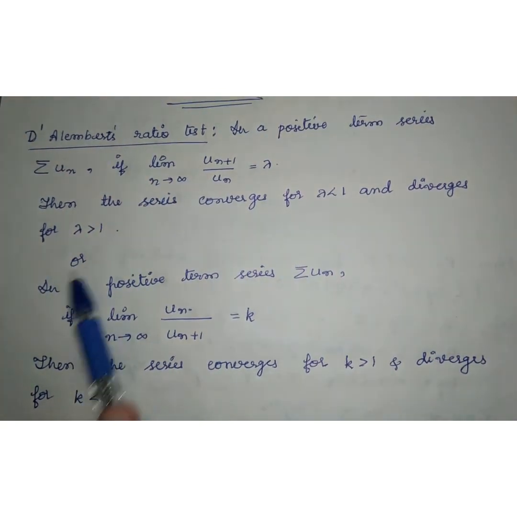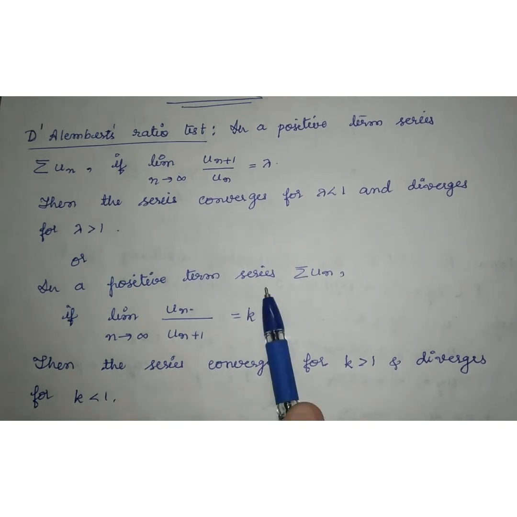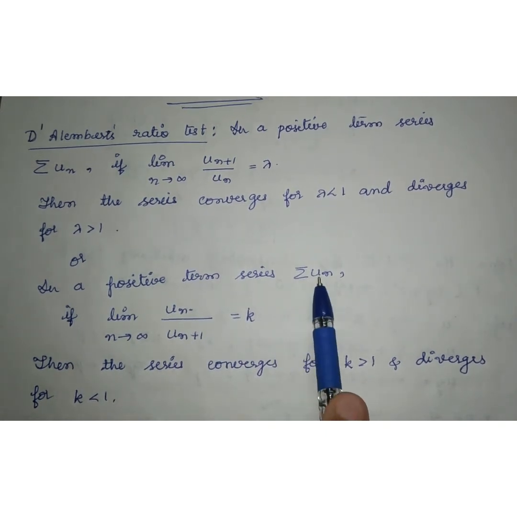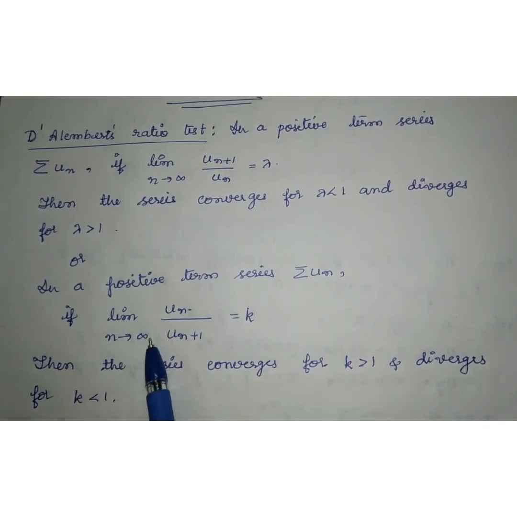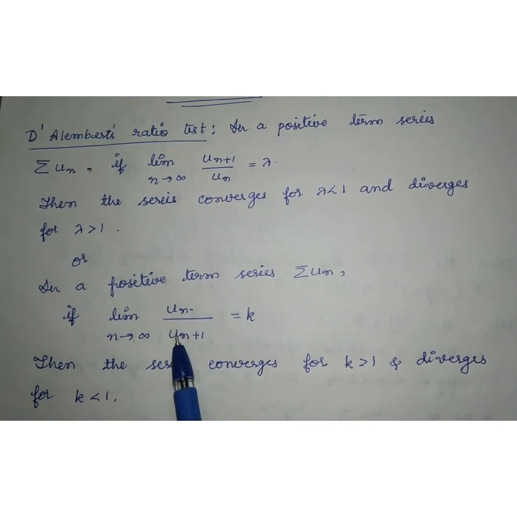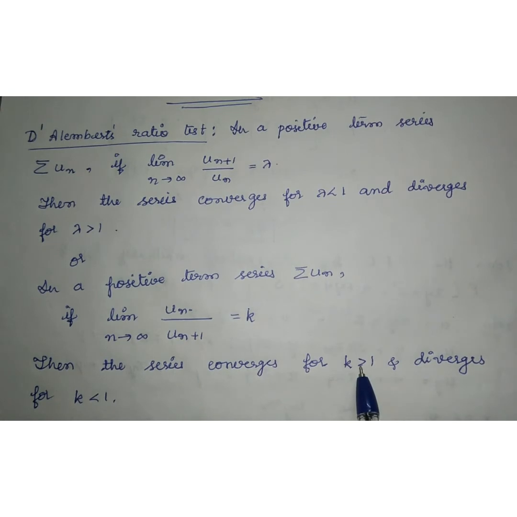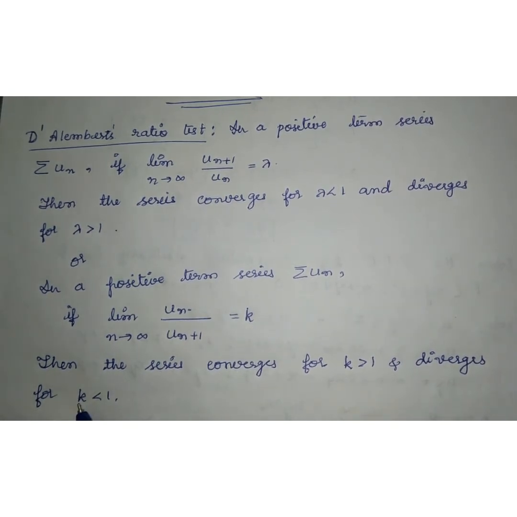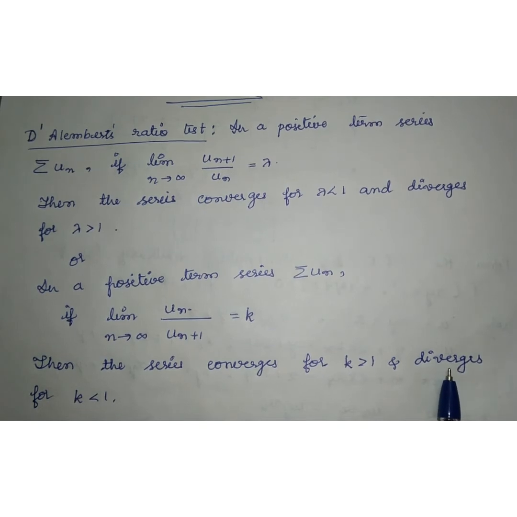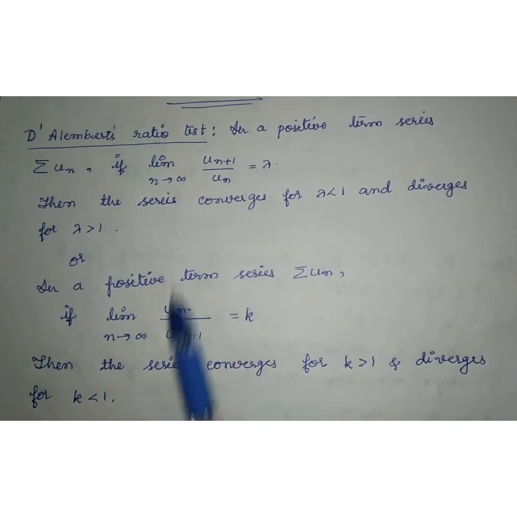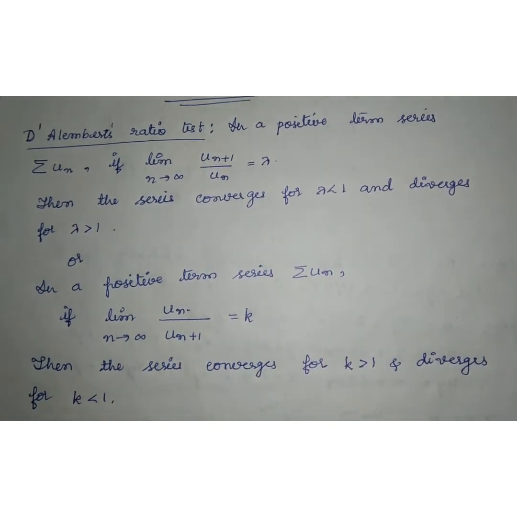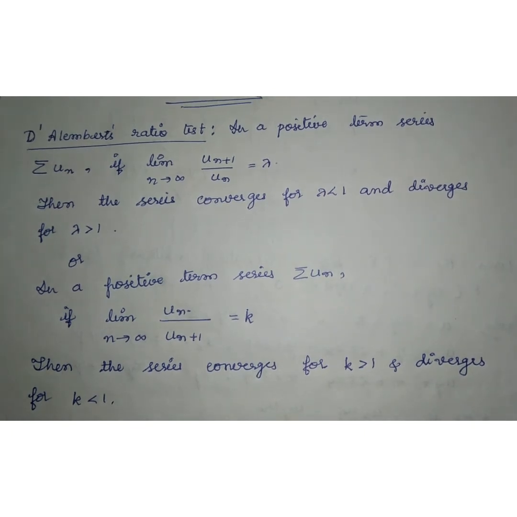The same can be stated as, in the positive series summation un, if the limit n tends to infinity, un by un plus 1 equal to k, and if at all k is greater than 1, then the series is convergent, and if k is less than 1, the series is divergent. So you can go for any of the conditions here while solving the problem. So let us see how to solve the problem on D'Alembert's ratio test.